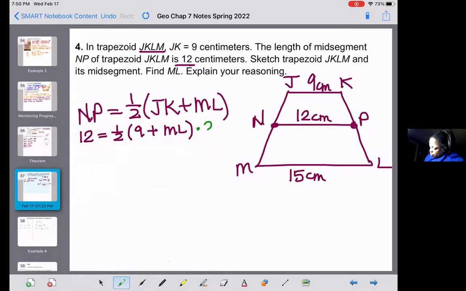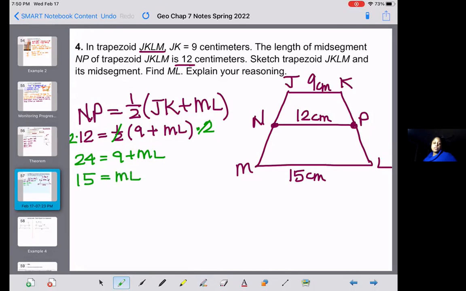All right, times 2, that gets rid of the half, and I have 24 is equal to 9 plus ML. It's so hard to write on here without putting my hand on there. Subtract your 9 and you get 15. 15 equals ML. So that's if you just want to show some work.